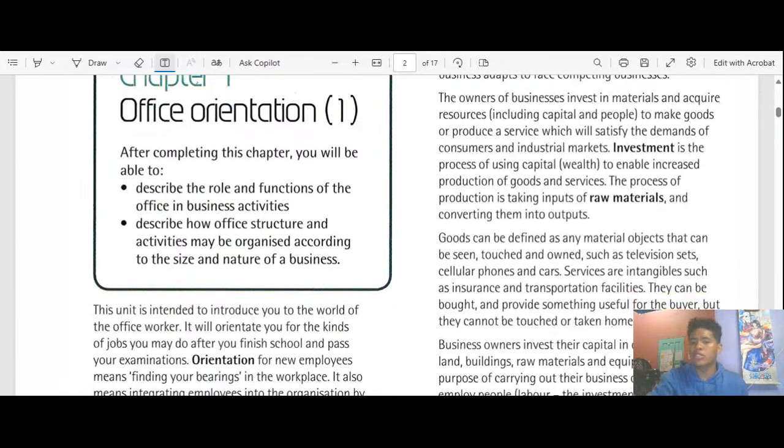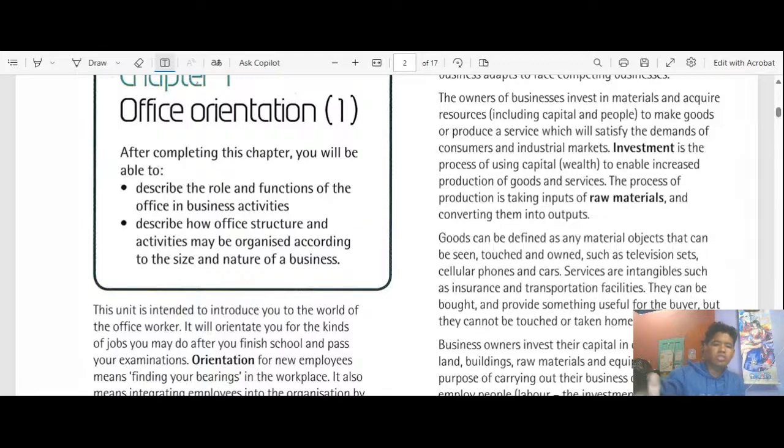So the owners of businesses invest in materials and acquire resources, including capital and people. And remember, I said capital is machinery, people is just people, to make goods or produce a service which will satisfy the demands of consumers and industrial markets. And let's just look at the definition here. So investment is the process of using capital, wealth, to enable increased production of goods and services in the future.